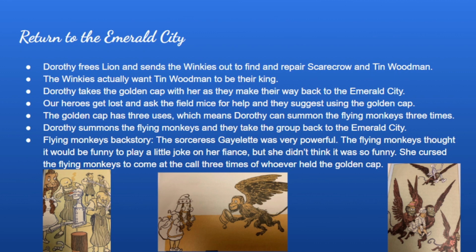They take her to the Emerald City, but on the way there, the king of the flying monkeys tells the story of why they are in servitude 3 times to whoever holds the golden cap. There was a sorcerer named Guylet. After playing a trick on her fiancé, she cursed the flying monkeys to obey whoever holds the golden cap 3 times. Now, since Dorothy used the cap once, she can only use it 2 more times.